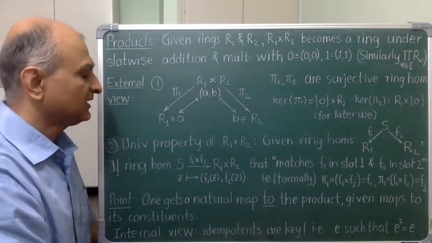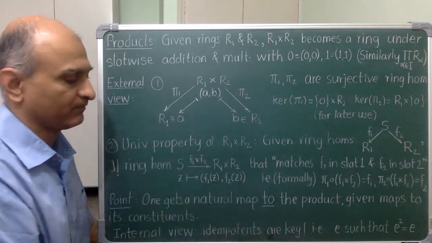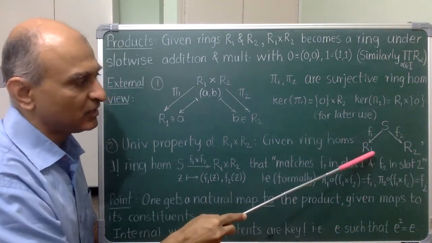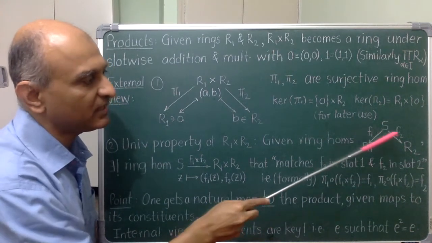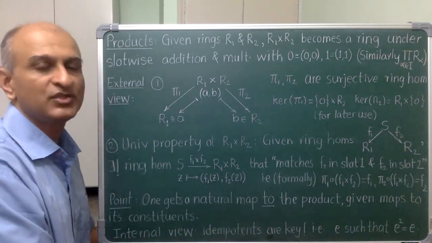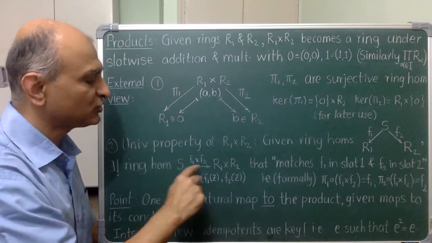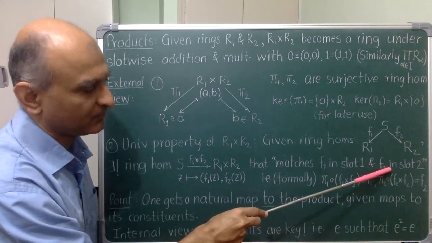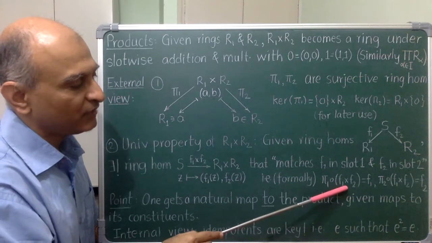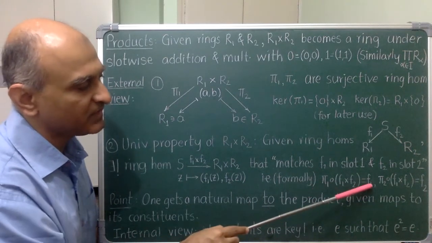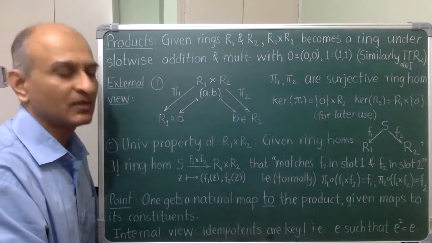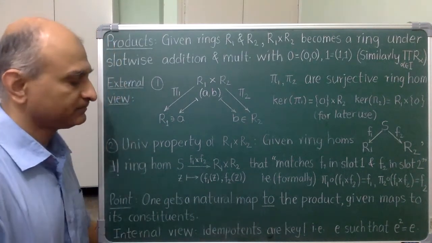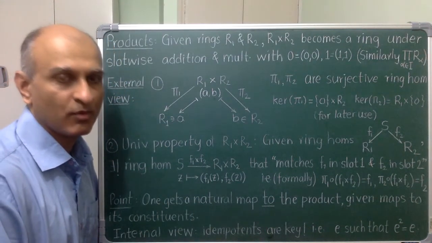Okay. Next, let's see the universal property of the product ring. Suppose I am given a ring S and homomorphisms from S to the rings R1 and R2, called F1 and F2. Then the claim is that there is a unique ring homomorphism from S to the product ring that matches F1 in the first slot and F2 in the second slot. More formally, I want a map which when composed with pi1 gives me F1, and likewise for F2. Okay, so this is just straightforward set theory. This map is forced upon me and you check that it is indeed a ring homomorphism.